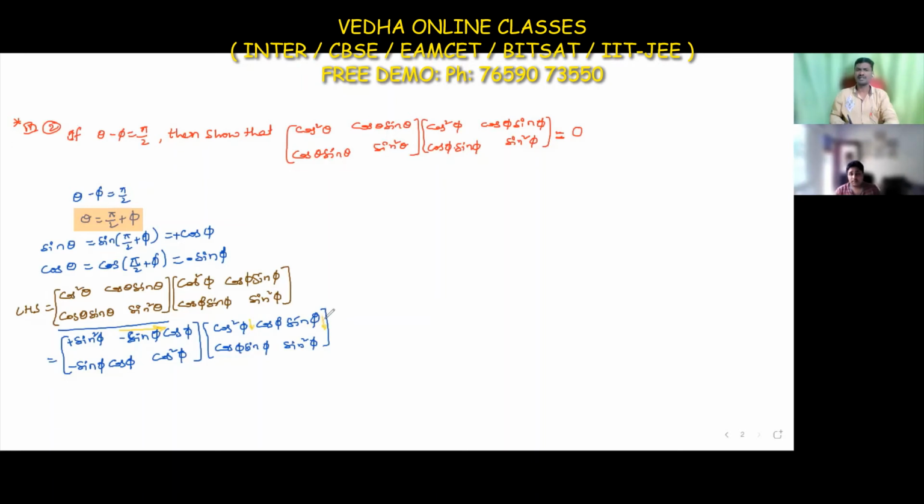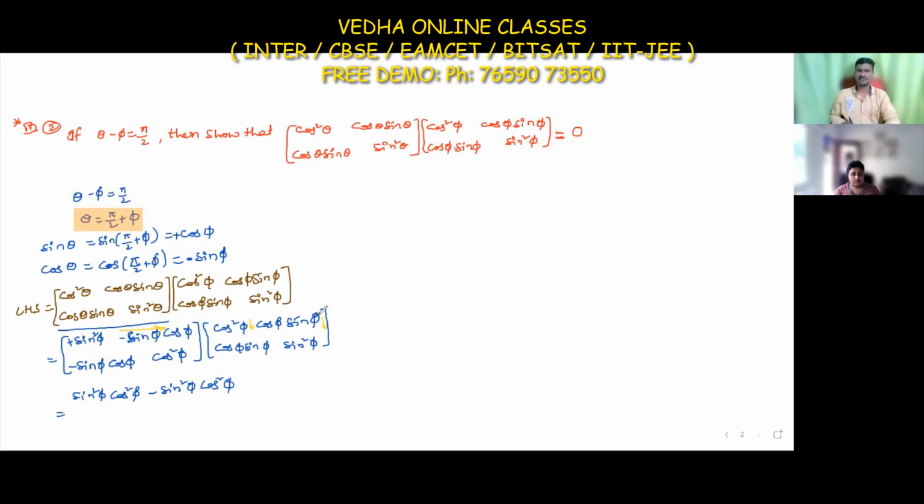First column and the second column. So if you multiply here, you get sin square phi into cos square phi. Next, the second element with the second element: minus sin phi into sin phi, sin square, cos phi into cos phi, cos square. So minus sin square phi cos square phi.